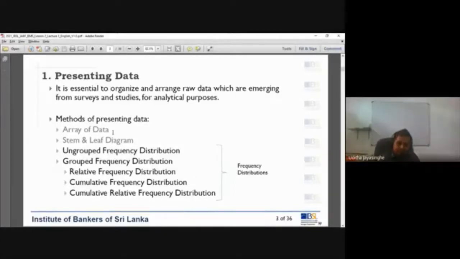The first two, the light gray color ones, array of data and stem and leaf diagrams, are some historical methods. But still, when you want to collect some data, these are very widely used methodologies when you're using a pen and a paper. Then we will be discussing the so-called frequency distributions. Now it's important to understand that I mentioned a word called standard normal distributions. Now all these advanced concepts are stemming from these frequency distributions.